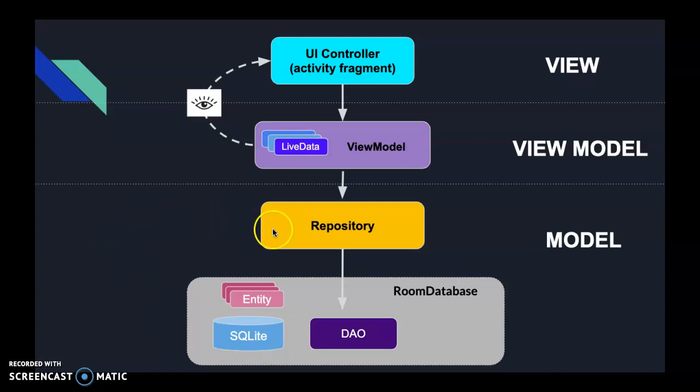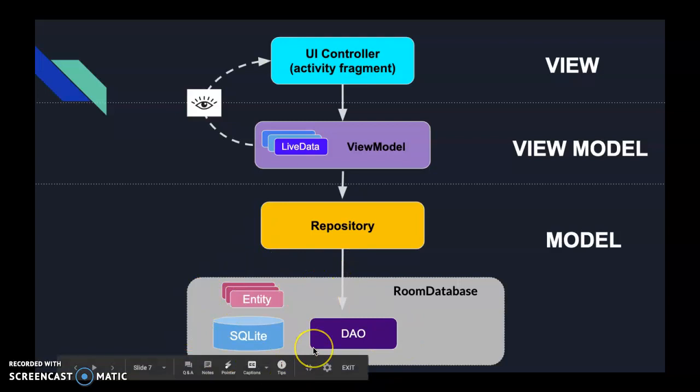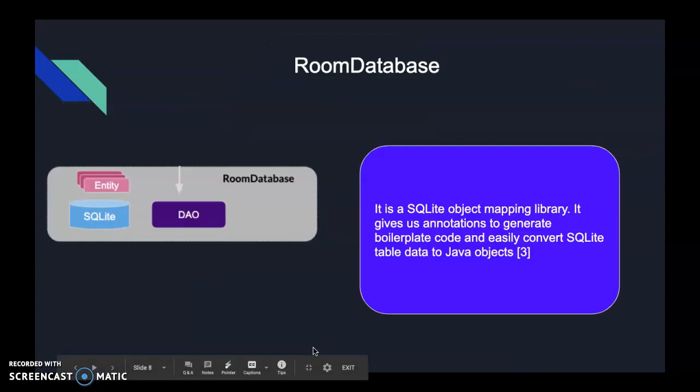This diagram represents the architecture components overview, but let's go ahead and start at the bottom. Room database. Room is an SQLite object mapping library. It gives us annotations to generate boilerplate code and easily convert SQLite table data to Java objects.